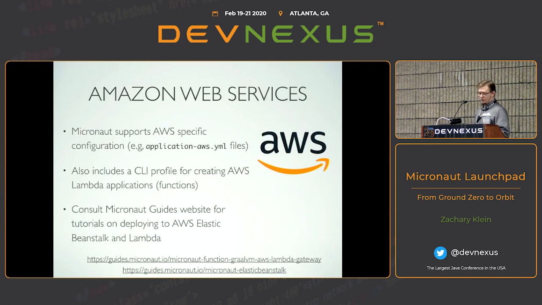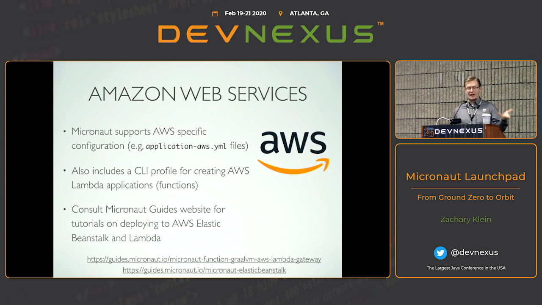For Amazon Web Services, we have great support for creating Lambda applications, or Lambda functions rather, and that's especially cool if you're interested in building GraalVM Micronaut apps that run on AWS Lambda. You can do some pretty cool things, and we have official documentation on how to do this. In fact, we have a number of examples available on GitHub that I'll mention as we get to the end. And there's a CLI profile as well.